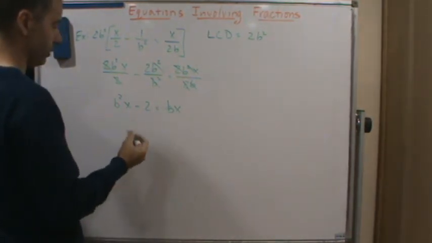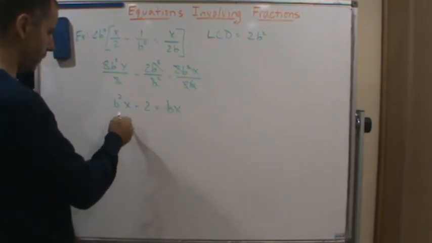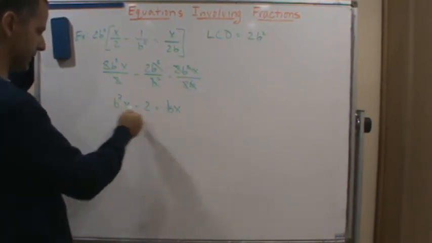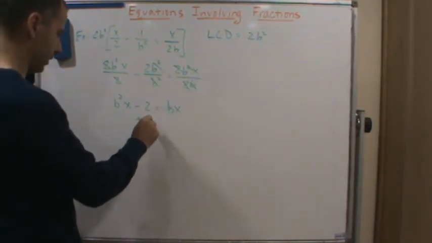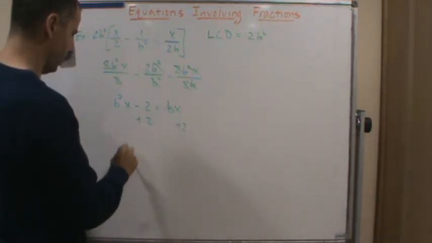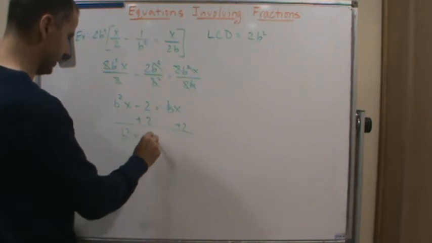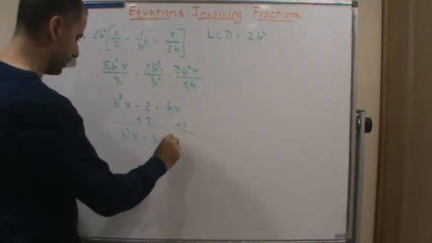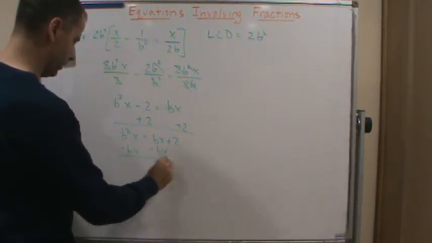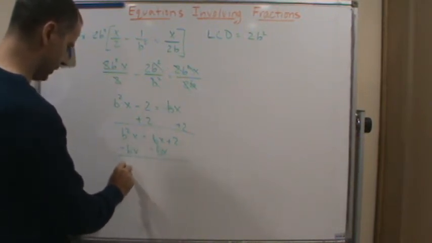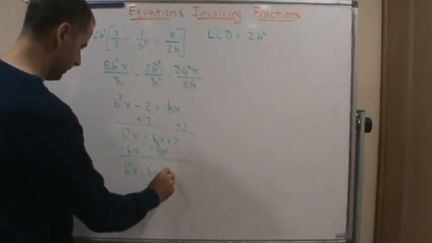And that's it. Now, let's solve for x. Right? So now I'm going to isolate the x variable. So I'm going to bring the x's over. So I'm going to add 2 to both sides. And so that gives me b squared x equals bx plus 2. And so I'm going to subtract bx from both sides. And so that gives me b squared x minus bx equals 2.